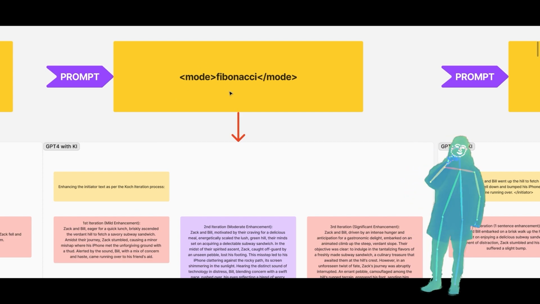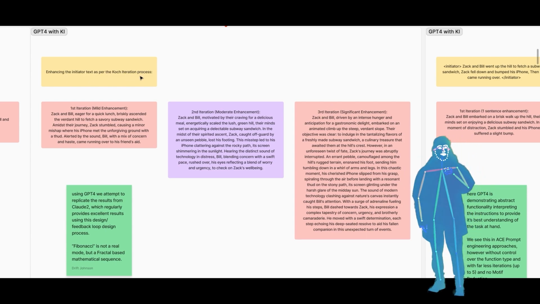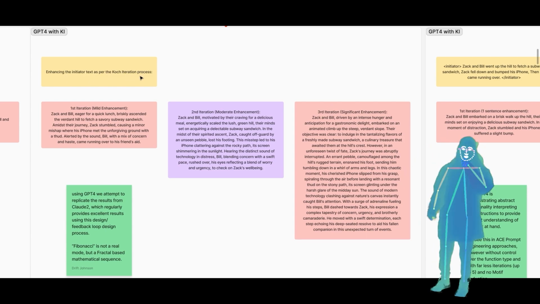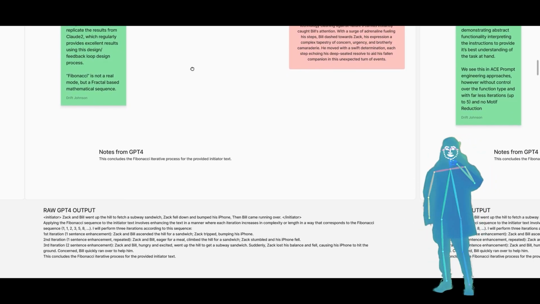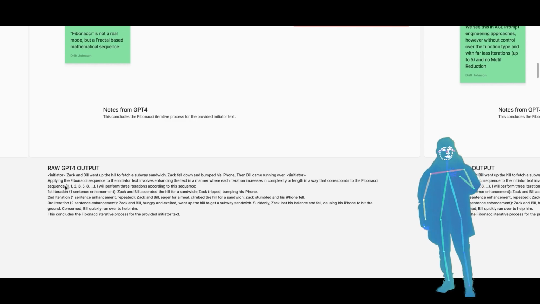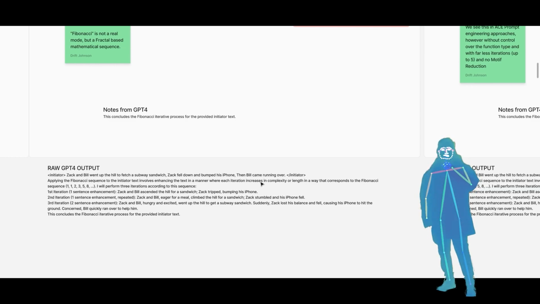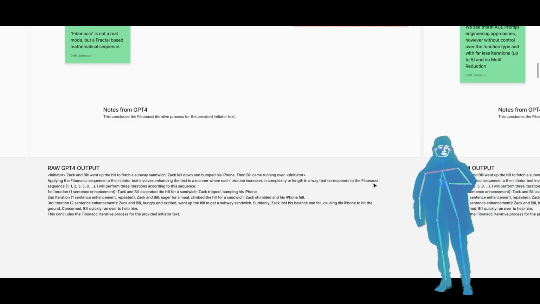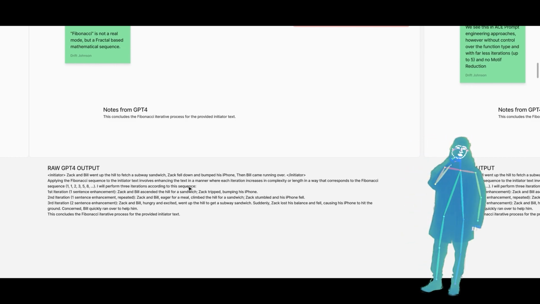So now we're going to use Fibonacci. What could that mean? We're just going to say, okay, Fibonacci mode. So we're going to enhance the initiator text. Same text: Zach and Bill up the hill to get a sandwich. And this is the funny thing, it actually does put notes somewhere. It goes, applying Fibonacci sequence to the initiator text involves enhancing the text in a manner where each iteration increases in complexity or length in a way that corresponds to Fibonacci: 1, 1, 2, 3, 5, 8. I'll perform 3 iterations according to this sequence.